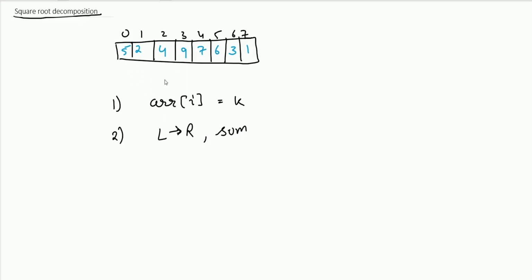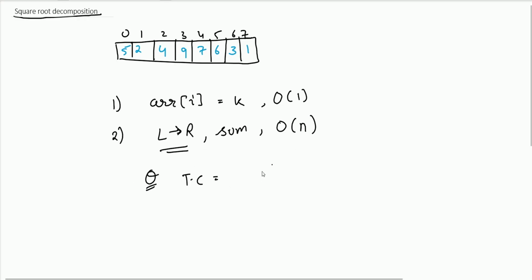If we use only the array and the brute force method, the update will take order of one time, since we can directly go to that index and update it. And the sum, because we have to run a loop from L to R, will take order n in the worst case. If I have q queries, the time complexity will become q into n.